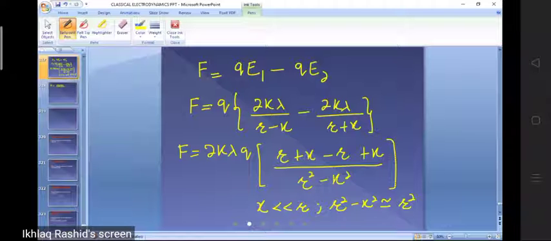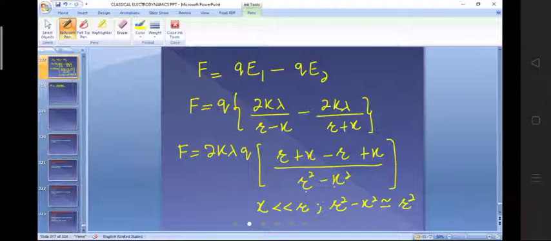Suppose that this condition is not imposed here. If x is not very small compared to r, then this force will no longer be a linear function of x. In the numerator there will be something linear in x, but in the denominator this x square will exist, so it is not purely a linear function of x. And when the force on the charged particle is not a linear function of x, then it is never possible that the charged particle will execute simple harmonic motion, and we won't be able to calculate the time period in that situation. Okay, that's why this condition is imposed.